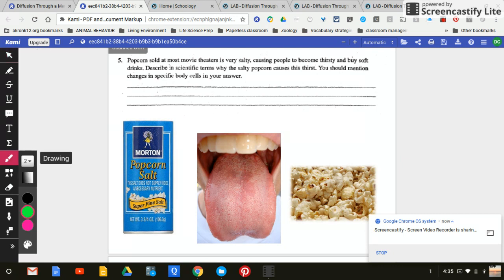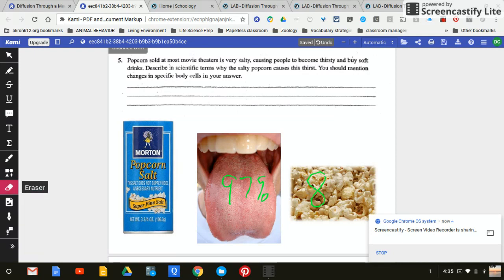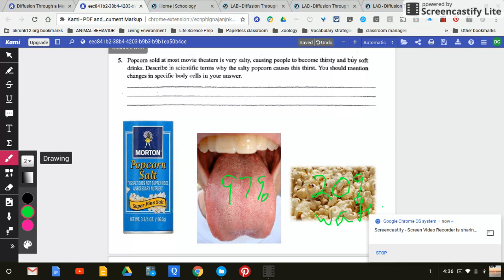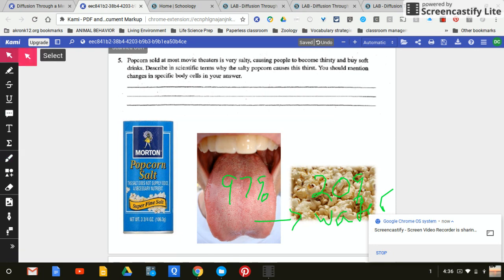And so again, our tongue cells are going to have 97% water. And when you're eating popcorn, it mixes with some saliva, but it's going to be really salty. So we're going to make it really salty. Let's make it 20% water. Okay, really salty. So now think about how water is going to move. It's going to want to leave your tongue cells. And what does that do to your tongue cells, right? If they're losing water, why does it make you thirsty? So think about that to answer your question.